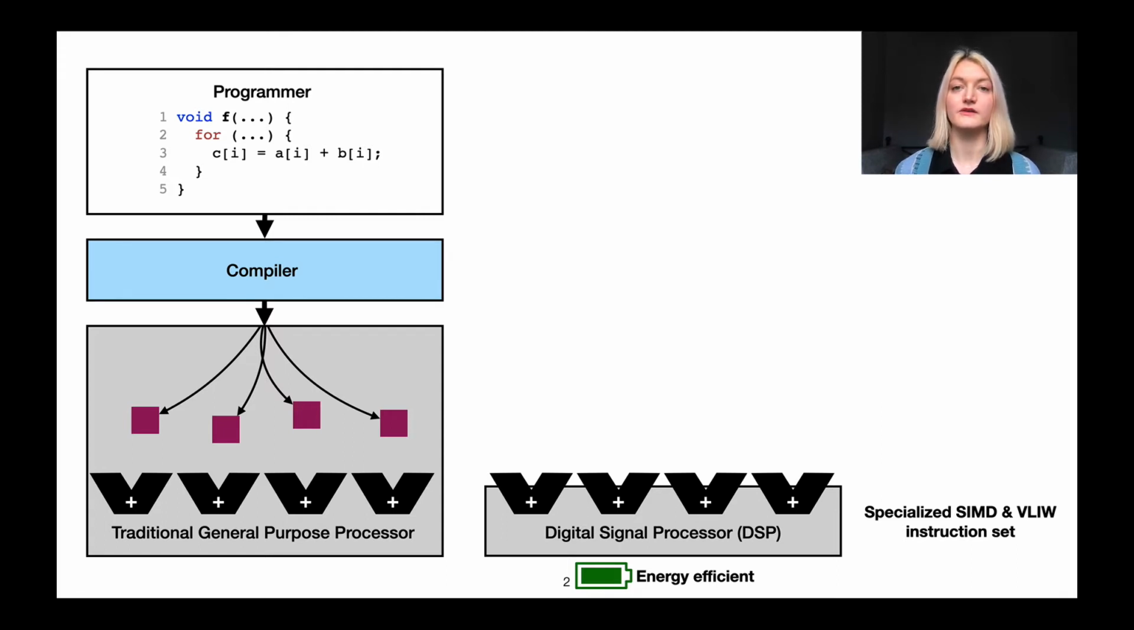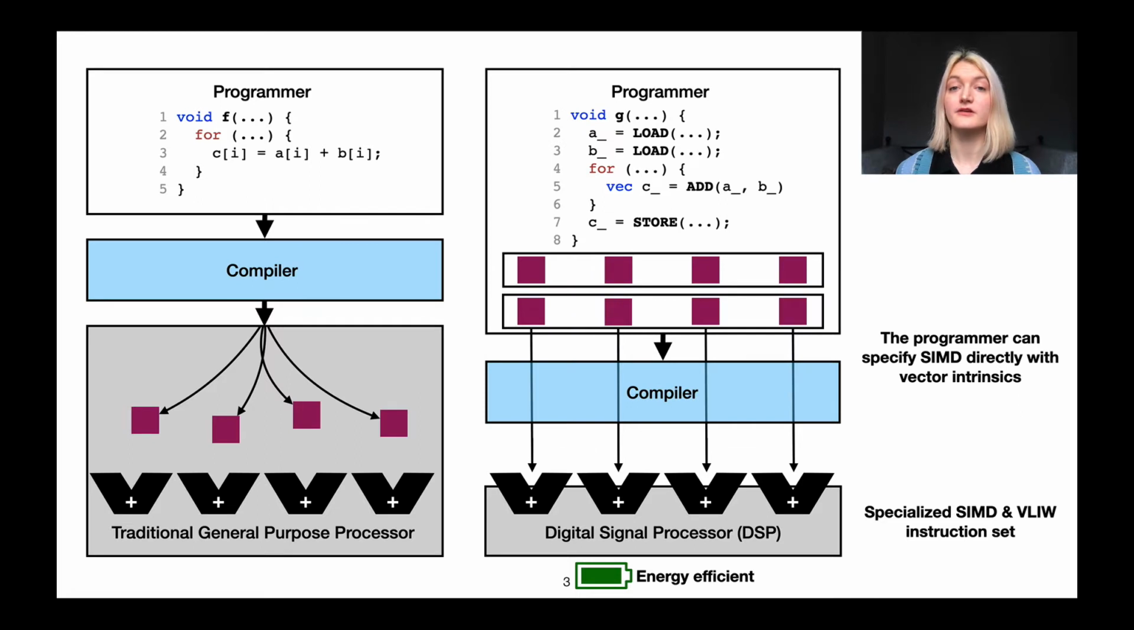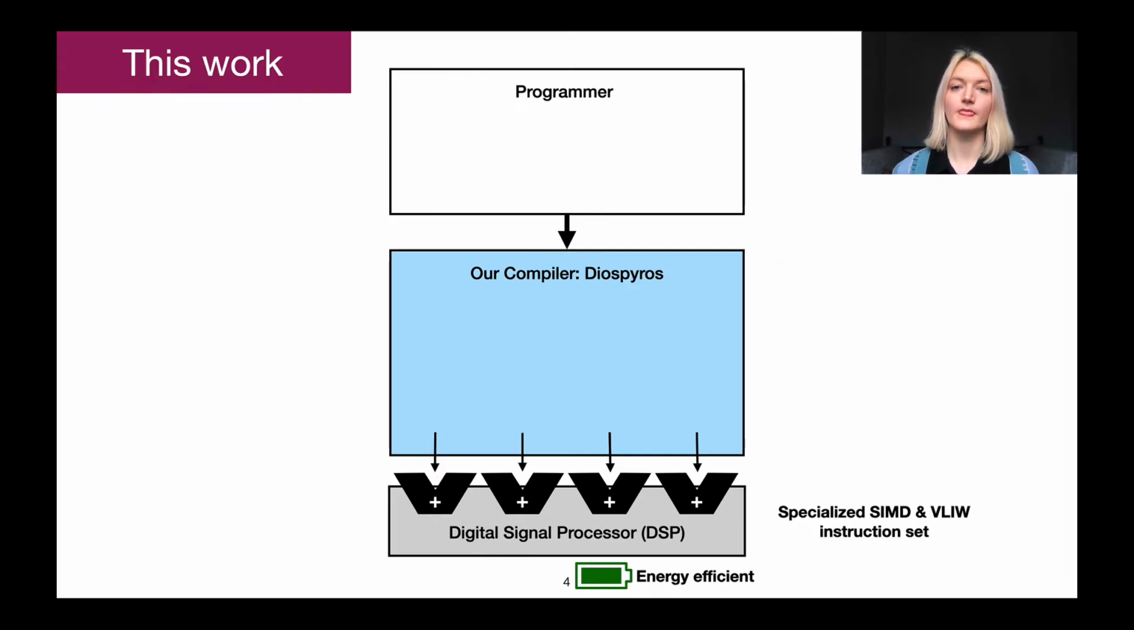Instead, they expose same instruction multiple data, or SIMD, instructions that put the burden of finding instruction-level parallelism at the software level. So if we have the same hard-to-vectorize program, we end up with sequential code that's slower and ultimately less energy efficient. Alternatively, the programmer can specify ILP directly using SIMD vector intrinsics at the source level. The goal of this work is to automate this process.